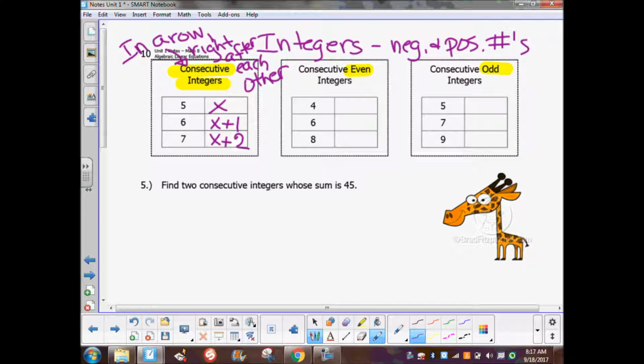What about even integers? 4, 6, 8. So if I call my first one x, how do I get to my next even integer? This is 4 and that's 6. This is x. How am I going to get to the next one? X plus 2. I had to jump 2. Now how do I get to this next one? Awesome. X plus 4.